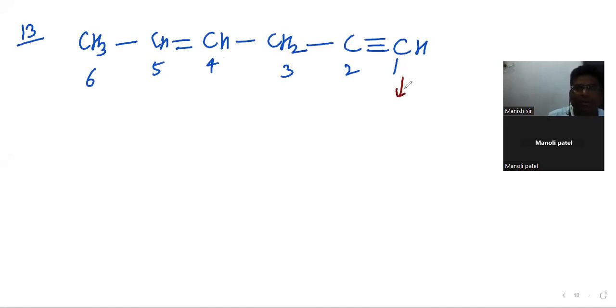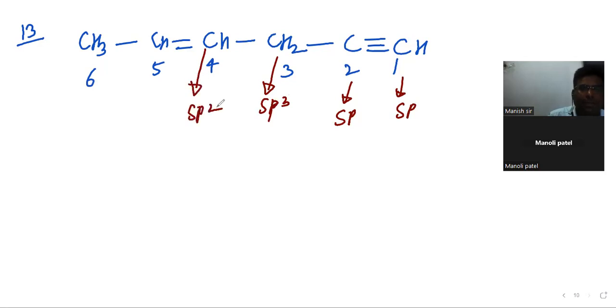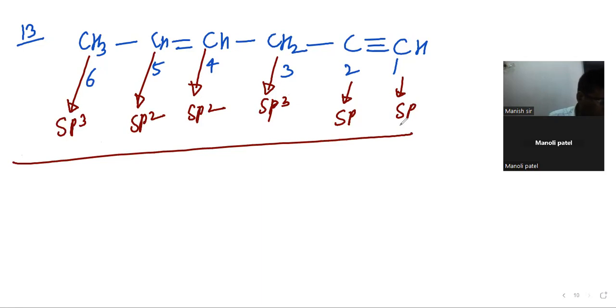First one is triple bond, so it is sp. Second one is also triple, so it is also sp. These are all single, so it will be sp3. This is making a double bond, right? So it will be sp2. This is also a double bond, so it is sp2. Next is a single bond, so it will be sp3 hybridization. Right. So write it out. It was asked in 2008. Done.